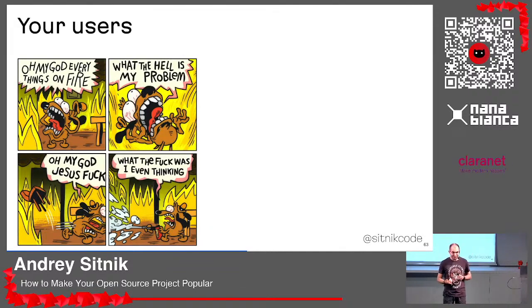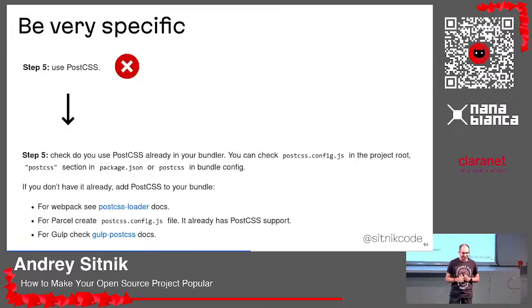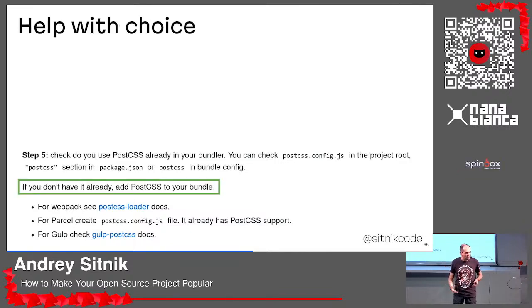People, again, do not have time to think about the right way to use your tool. This is why you should make a very clear explanation, like for people who have no time. Like, for instance, I'm not saying just use PostCSS. I explain that you should try to find the PostCSS section in package.json if you're a front-end developer. If it's not there, use this config, install this config. This is the best way to describe it because people don't have time to read.